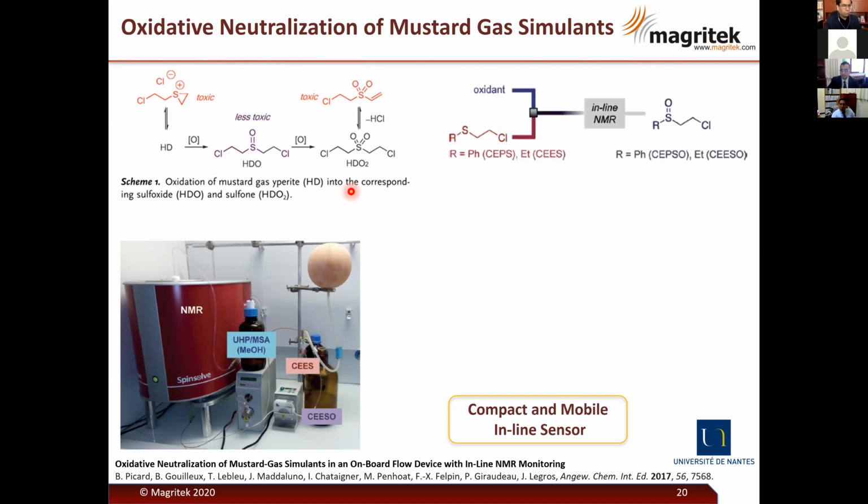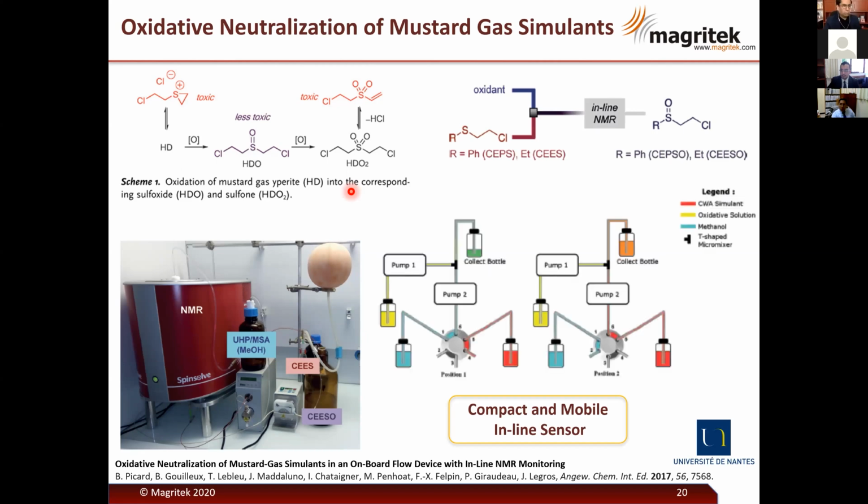So this group developed an oxidation procedure using a pretty mild oxidant to neutralize the mustard gas simulant. This is very similar to mustard gas, just a different molecule. So they are CEPS or CEES. Again, they use a very mild oxidant and it can be set up in a portable flow device as shown here.